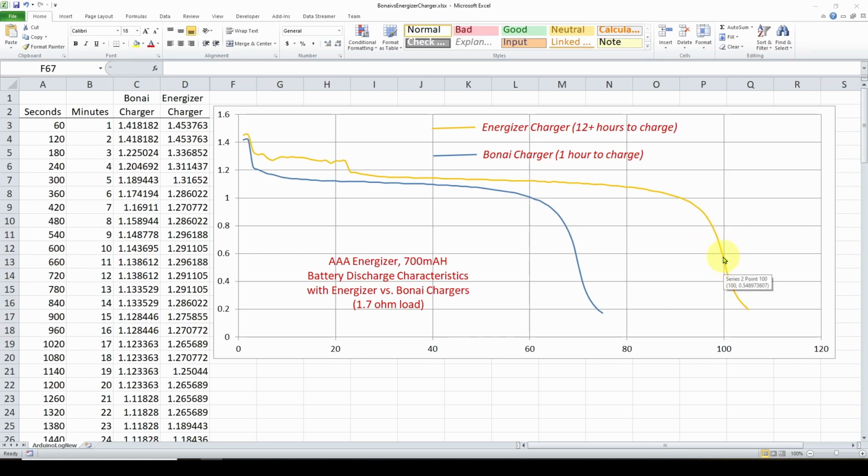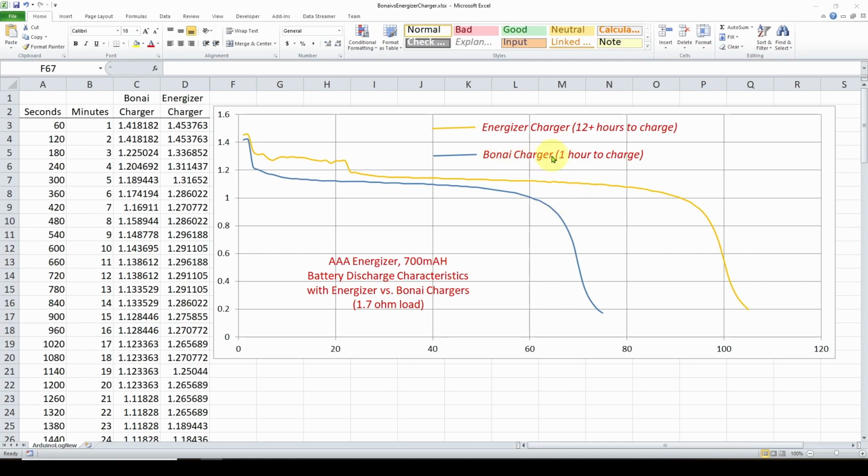So around 100 minutes, it finally dies. With the Bonai charger, it's like 60 minutes. But again, you can't take this as absolute. These are chemical devices. They depend on a lot of different things. It's very difficult to say which is better. Everybody wants to know, well, is this better or is that better? Well, in the real world, there's rarely a clear decision.